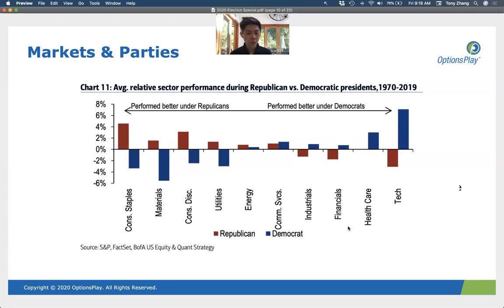As far as the performance goes, there isn't a strong outperformance in the markets for one presidential administration versus the other from a Democratic or Republican perspective. So the data does not particularly show that markets favor one particular party, whether it's a Democrat or Republican administration, from a market return perspective.